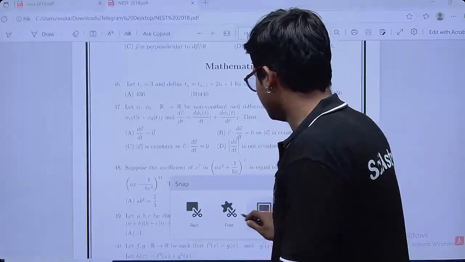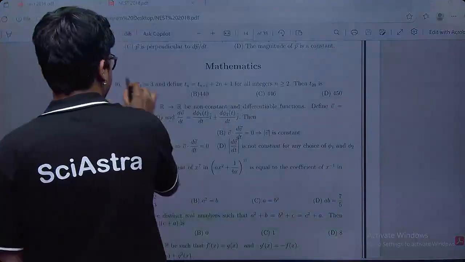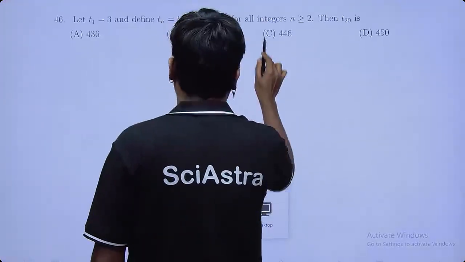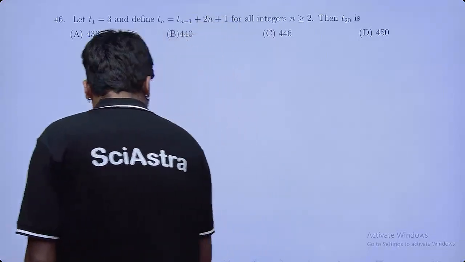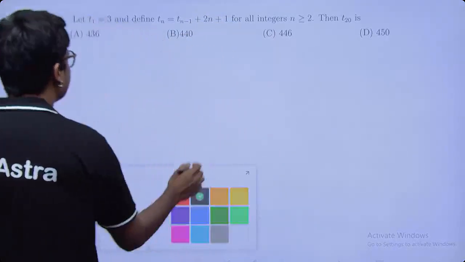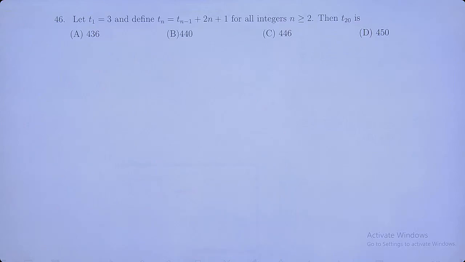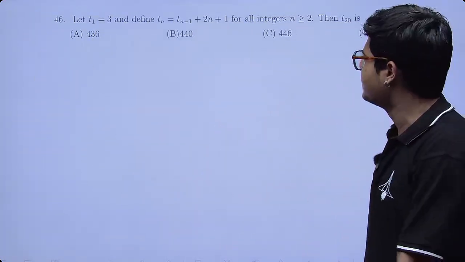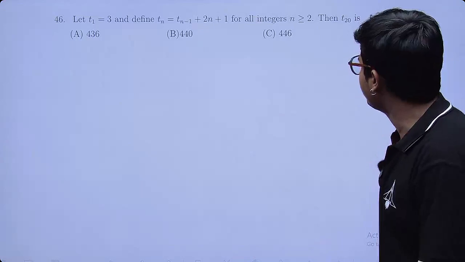All right. Let's start. So this is 2018. Right. So what is the first question? The first question, you have a sequence defined where you have a recursion given to you, right? So Tn is defined as Tn minus 1 plus 2n plus 1 for every integer. Then find the value of T20, right?